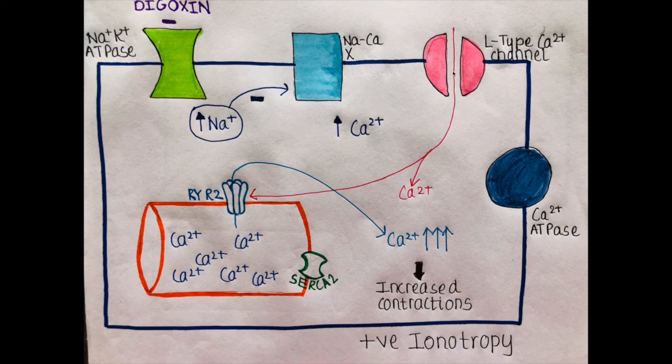Now calcium will move in through the L-type channel, stimulate the ryanodine receptors to release calcium stores in the sarcoplasmic reticulum into the cytosol. This will contribute to the increased levels of calcium. More the calcium, more the contractions. So increased contractions occurring and positive inotropy. Thus, now we have established how digoxin causes increased contractions.